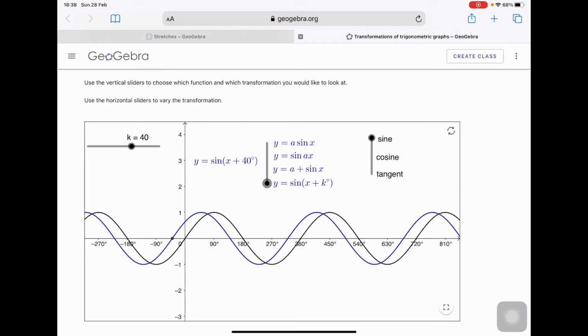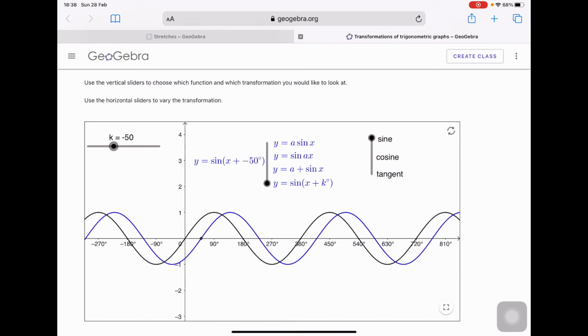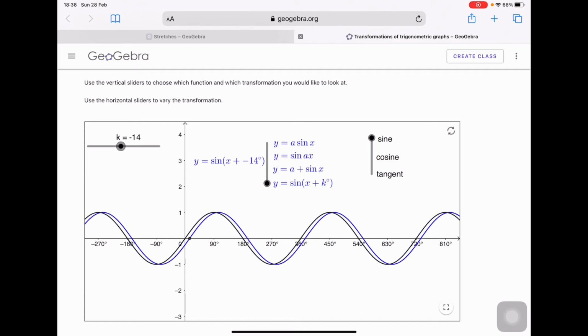So let's start at k equals 0. Sorry, wow. Okay, k equals 0. Oh my god.